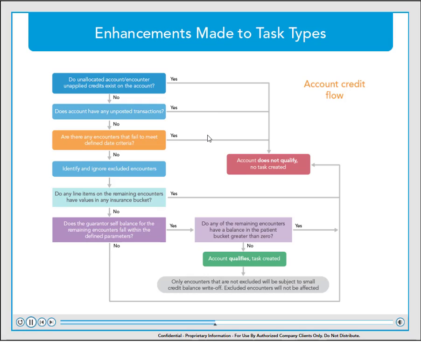Certain conditions must be met in order for an account small credit balance task to be created. This flowchart explains the logic. If an account with a credit balance has no unapplied credits and no unposted transactions, then a task may be created. The logic will continue down the path, and if the criteria are met, then a task will be created. Let's look at a couple of examples in Next-Gen Practice Management.